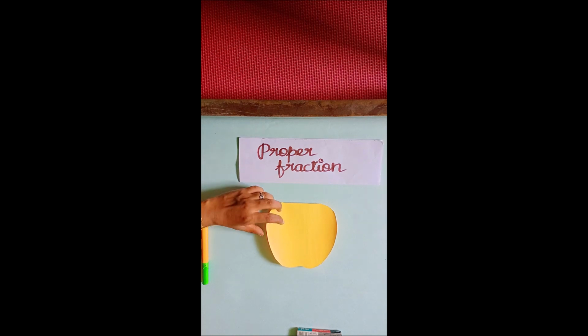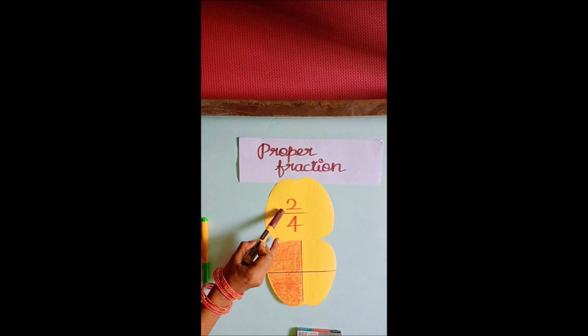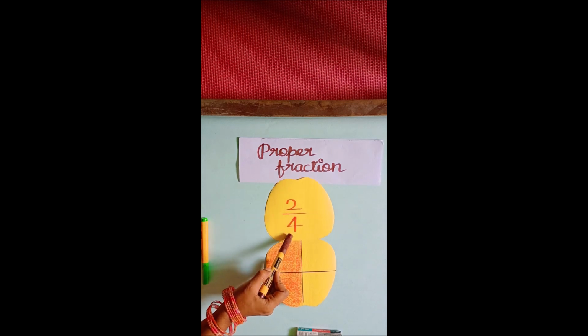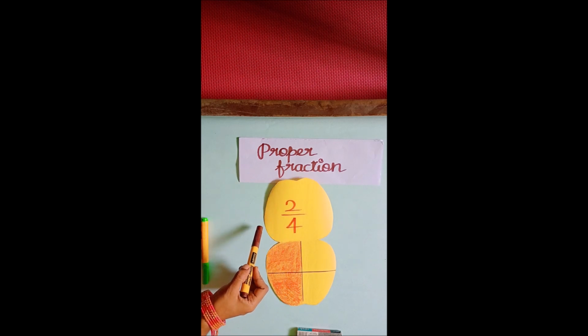Here I have one example for you. So look at the example. 2 by 4. Check with these values. This is the numerator and this is the denominator. The numerator value is less than the denominator. Then we can call this one a proper fraction.